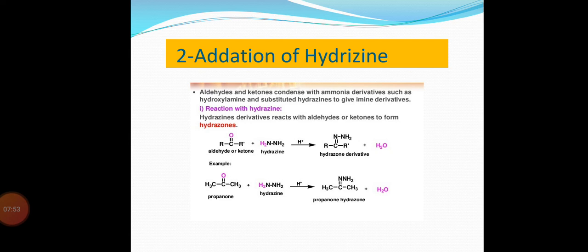Now the last point for this reaction is how we can name the addition product. So the name of the addition product is the hydrazone, or a phenyl hydrazone. If we react with hydrazine, then the product name is a hydrazone, with the removal of water molecule.